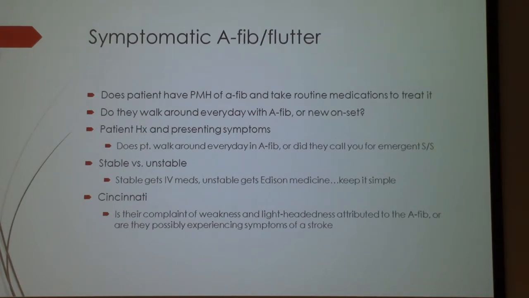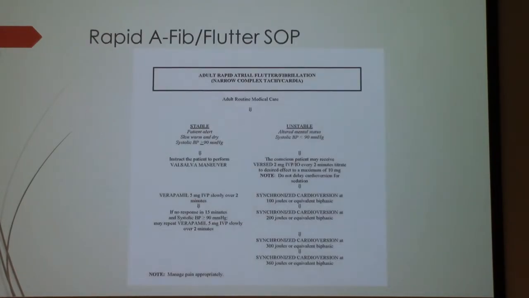Now, patients who have AFib, we have a lot of patients that live with AFib every day. A lot of your elderly patients, it's not uncommon for them to have AFib. But do they have a history, or is it new onset? Some things to think about: are they taking their medication? Are they compliant in taking their Eliquis or Coumadin or whatever medication they may be on for that?